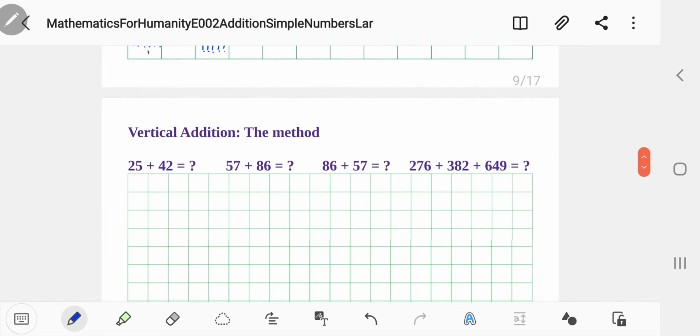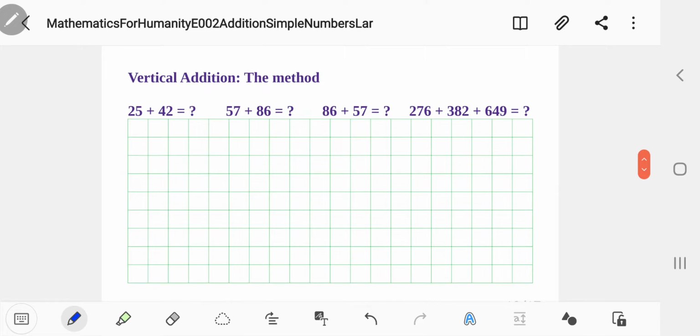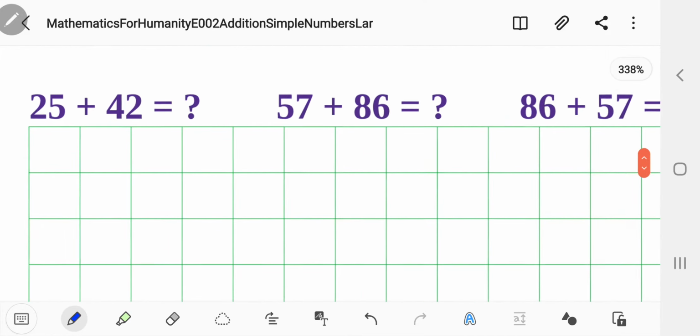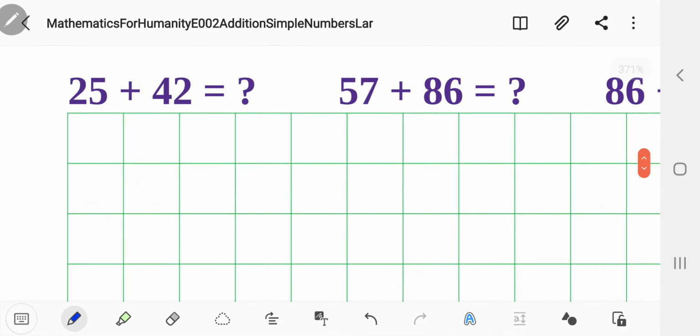Now let's go to the vertical addition. Here it is. Let's start with 25 plus 42. So how do we do this? Let's draw some boxes and then rewrite the numbers vertically. We have 25, then 42.